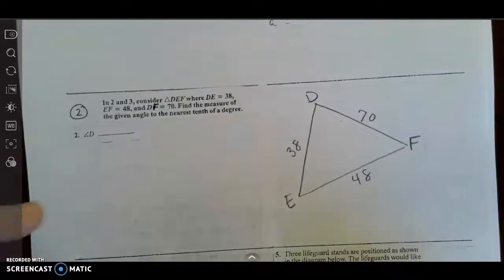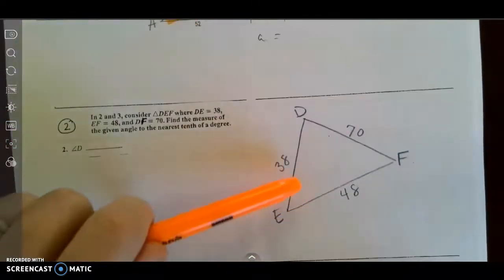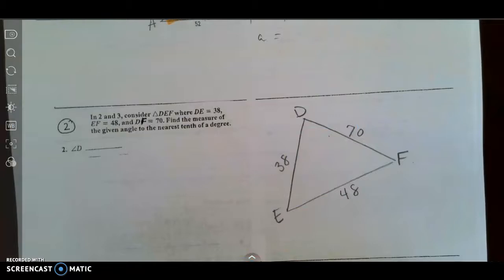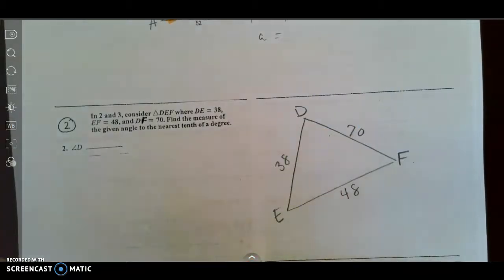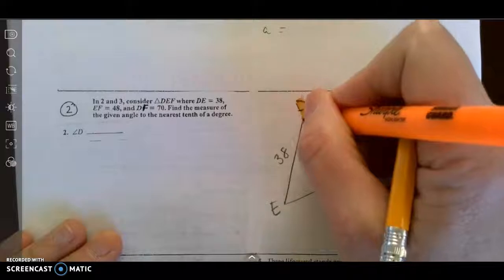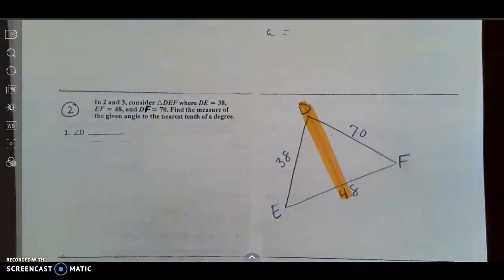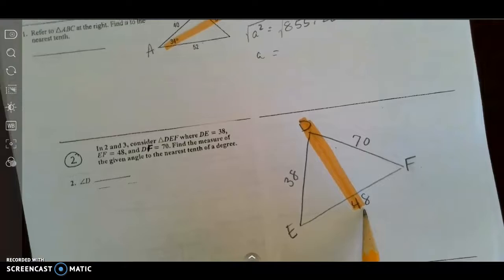So again, just like up here when I had side angle side, I used law of cosines. When I have side side side, I can use law of cosines. When I have angle angle angle, that's when I definitely would use law of sines. All right, we're looking for angle D, so this is the one that I'm looking for. So I like to highlight that so I know how to put this into my formula.